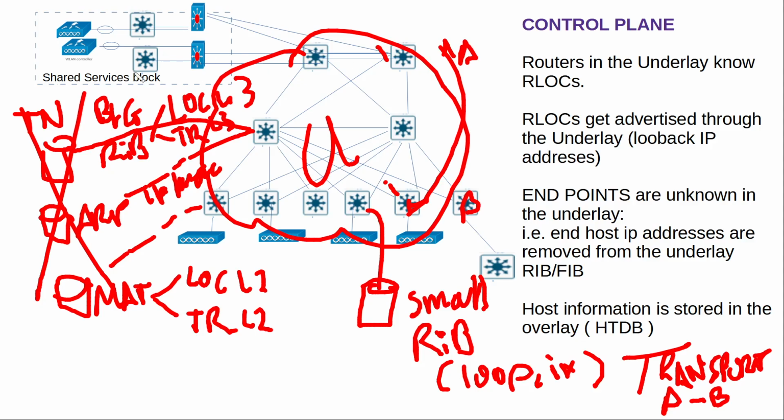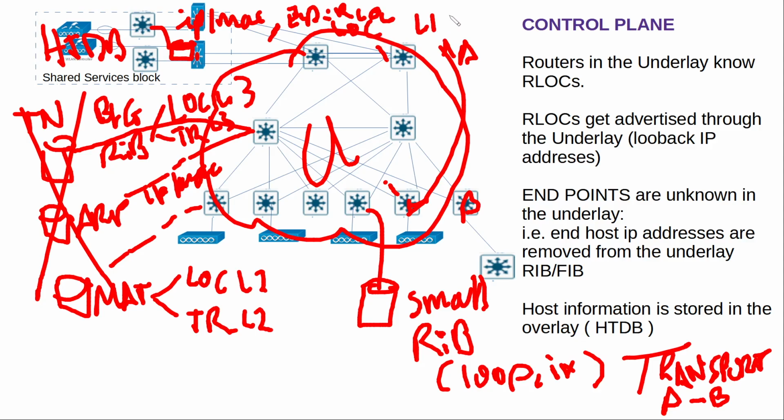And I will have another database that will be my host tracking database that my control nodes will create in order to have mapping between IP addresses and MAC addresses. And I will also have a mapping between endpoint IDs and router locators. So I will have location information here, and I'm going to use LISP for that.